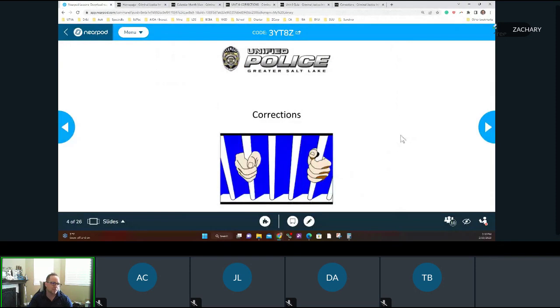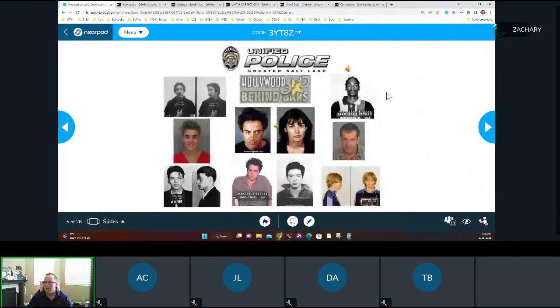All right, so let's get started here. Do you guys recognize any of these people right here? Any of them look familiar? Yeah? Who do you recognize? Justin Bieber, okay. This was when Justin Bieber was arrested. Snoop Dogg when he was arrested. Yeah, Robert Downey Jr. That's when he was arrested. I think that's Hugh Grant.